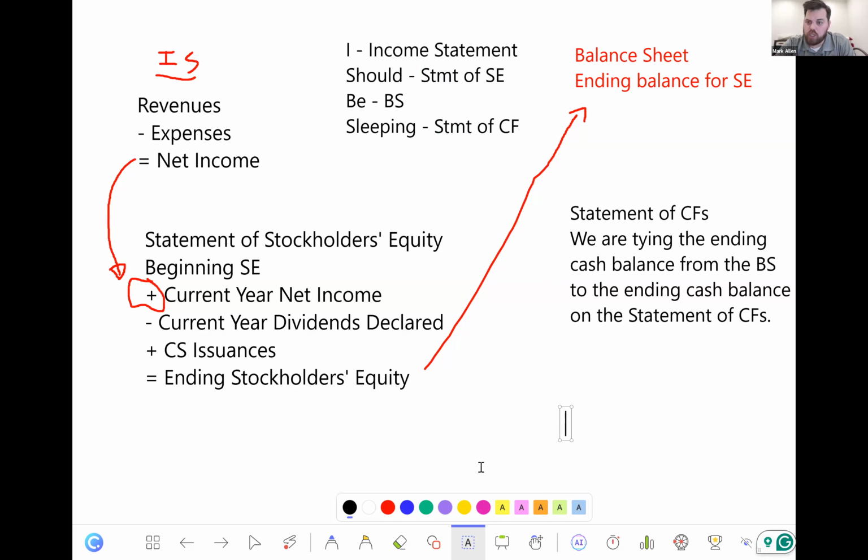So if you have questions about any of this information, make sure you let me know. I'll be happy to answer any questions you've got, but this is the basic structure of why these statements go in this order. And hopefully this mnemonic will help you to keep them in order as you prepare for the exam.